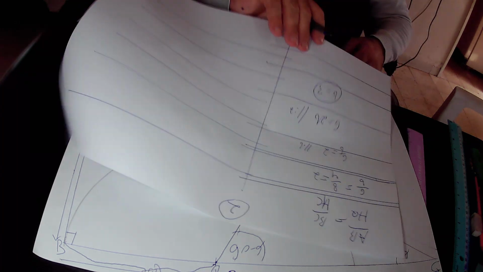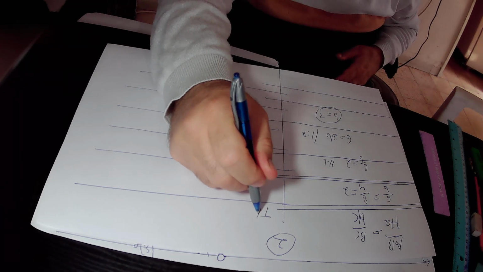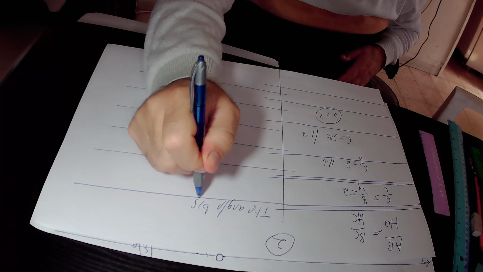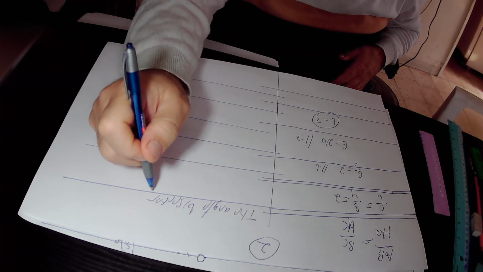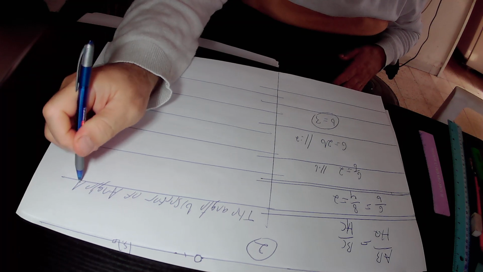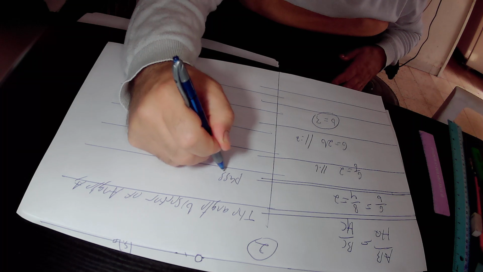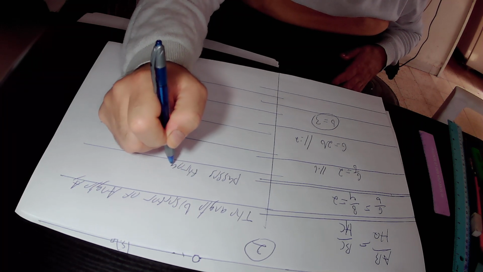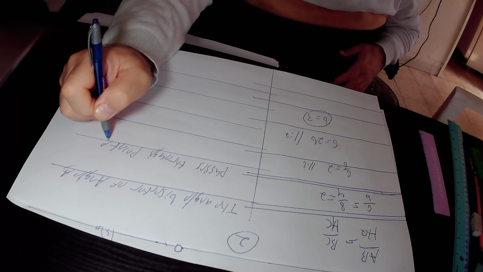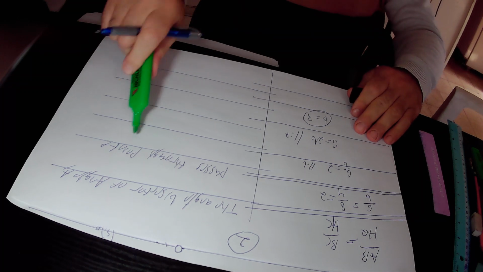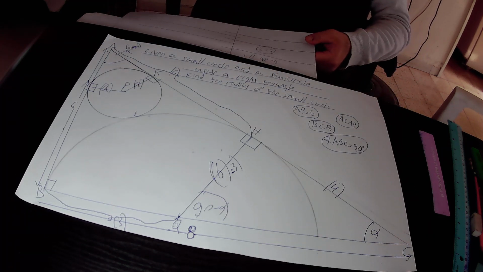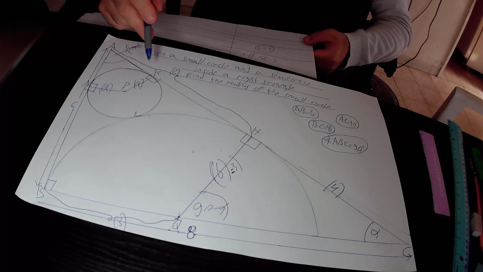So I write it down. The angle bisector of angle A passes through point P. Repeat again, the angle bisector of this angle A passes through point P, that is the center of this small circle.